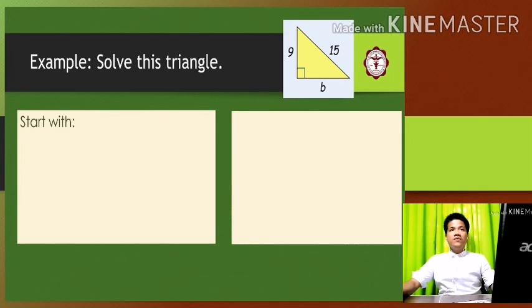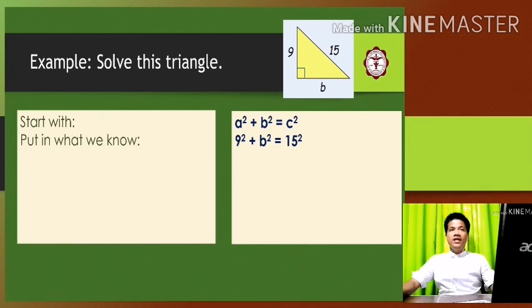So we have to start with the Pythagorean theorem equation, a squared plus b squared equals c squared, and then put in what we know. We know that a is equal to 9, and c is equal to 15. That's why we'll have 9 squared plus b squared is equal to 15 squared. The next step is to calculate the squares. We will have 81 plus b squared is equal to 225.